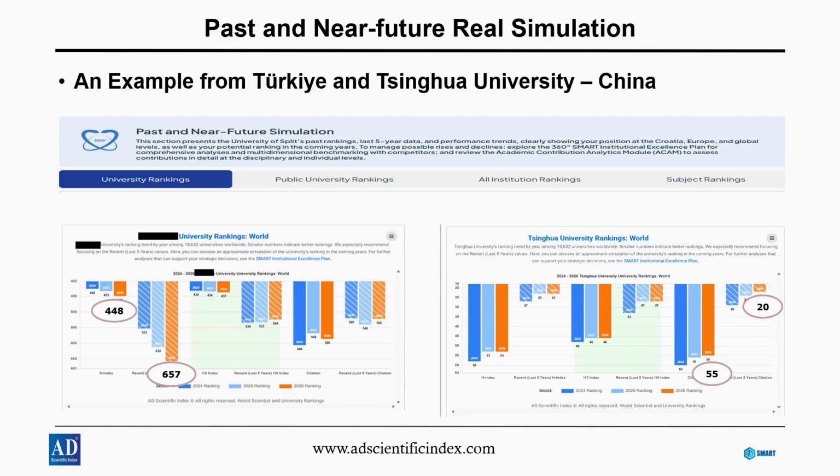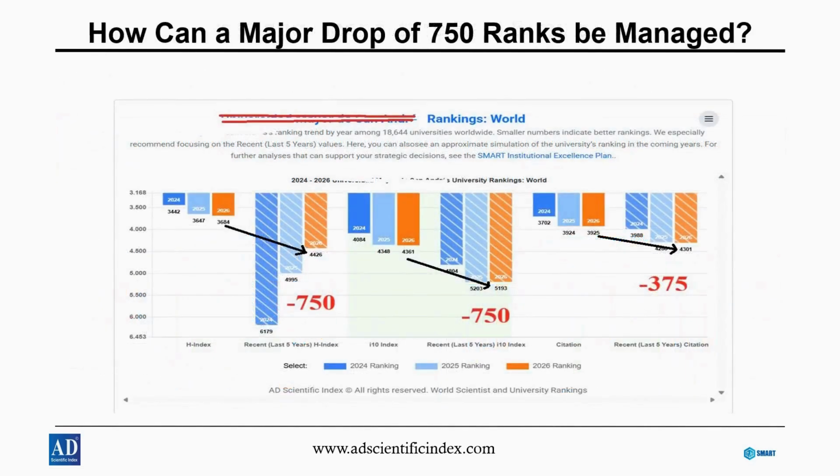The charts illustrate past performance, recent 5-year momentum, and projected near-future rankings based on indicators such as H-index, I-10 index, and citations. This simulation highlights how institutions may rise or fall in global standings, and helps guide strategic planning using data-driven forecasts. Imagine your university faces an unexpected drop of more than 750 places in global rankings.